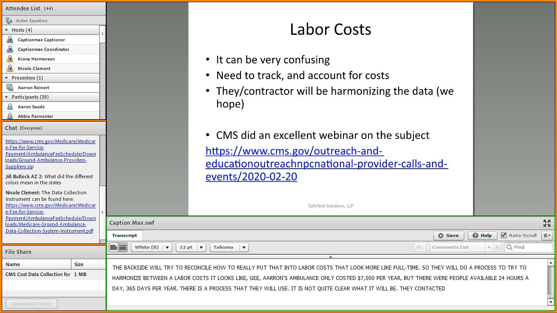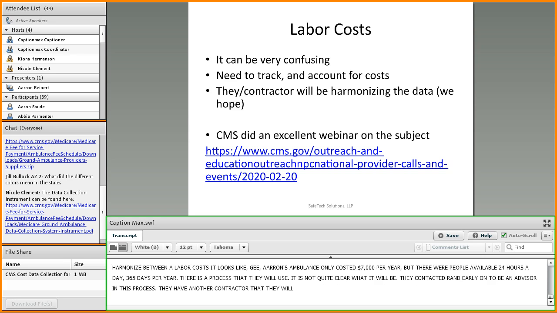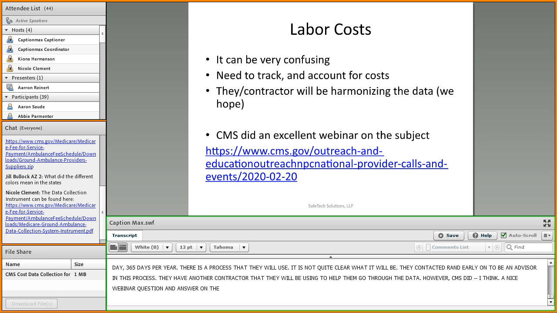So they'll do a process to try to harmonize between a labor cost that looks like, gee, Aaron's ambulance only cost in labor about $70,000 a year, but yet there were people available 24 hours a day, 365 days a year. So there is some process we're hoping they will use. It's not quite clear yet what it will be.